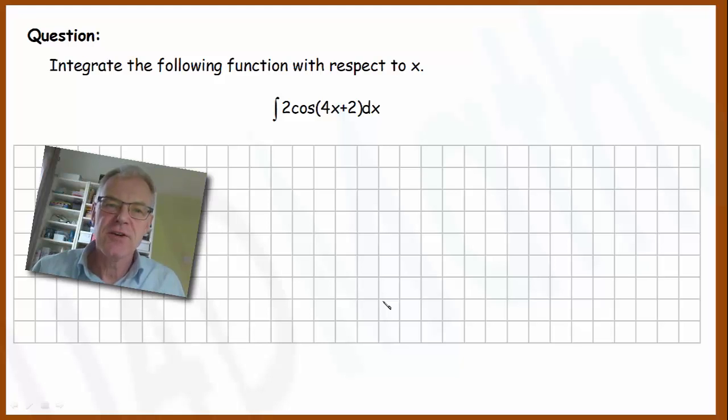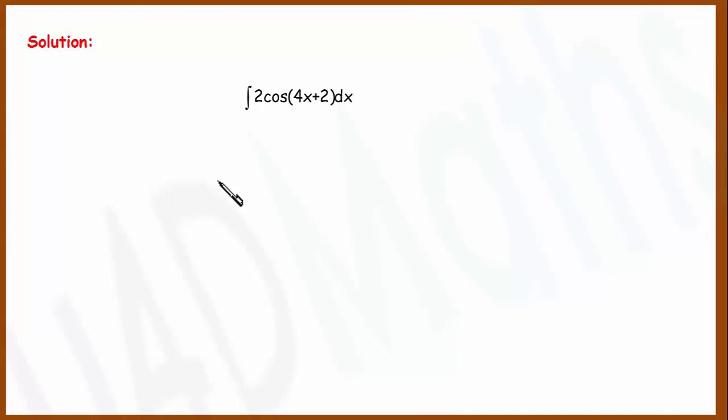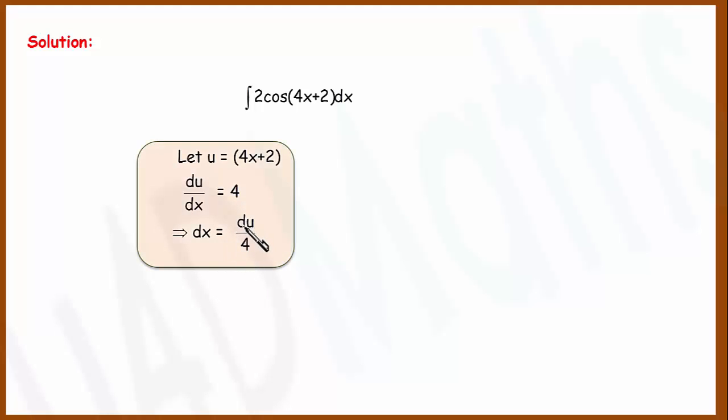So let's have a look now at integrating a trigonometric function. Here we have the function 2 times cos(4x plus 2), and we can use substitution to integrate this function. So here we let u equal 4x plus 2, and if we differentiate u with respect to x, we get du dx is equal to 4. And if we cross multiply, we can write dx is equal to du divided by 4.